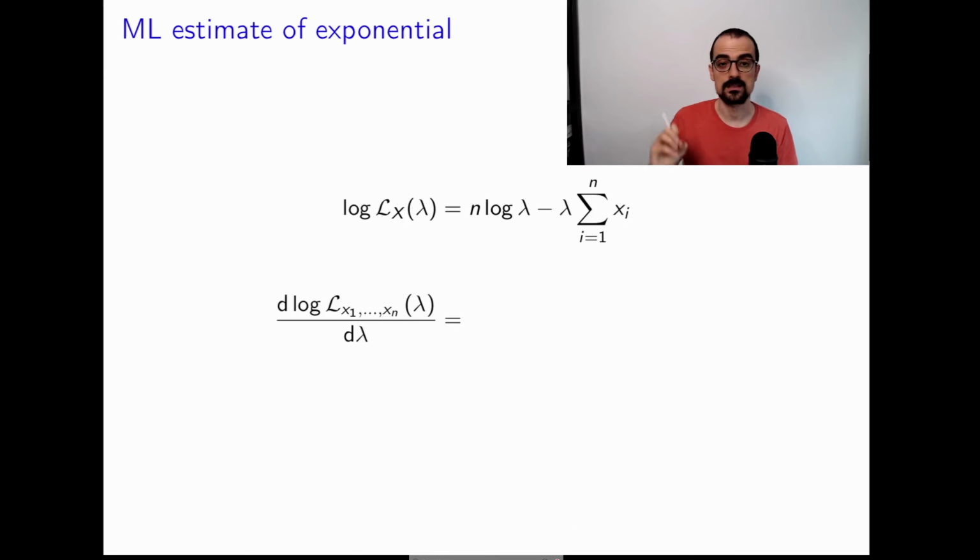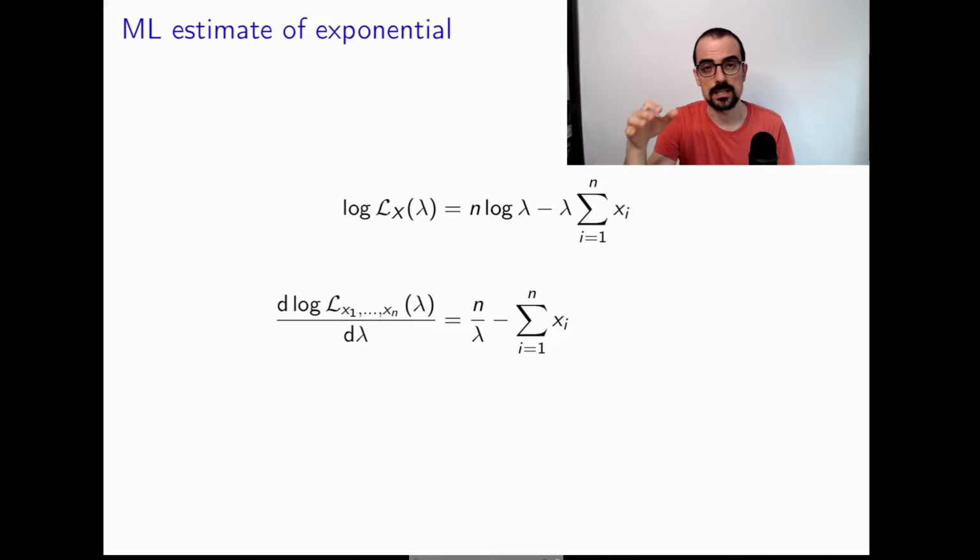How do we find the best lambda? Okay, we can look at the graph, but how do you know where exactly is the maximum of the graph? We use derivatives. The first derivative of the log likelihood is equal to, and remember that the derivatives are with respect to lambda, which is the parameter that we want to fit. The first term is easy, it's just n over lambda, and the second one is even easier, it's just minus the sum, right?